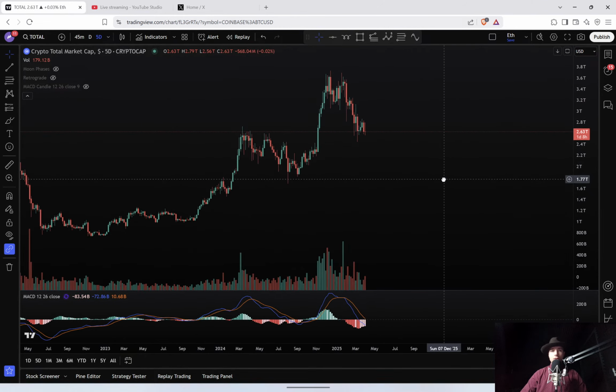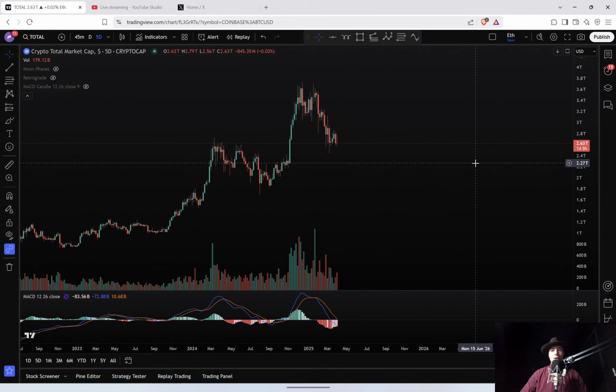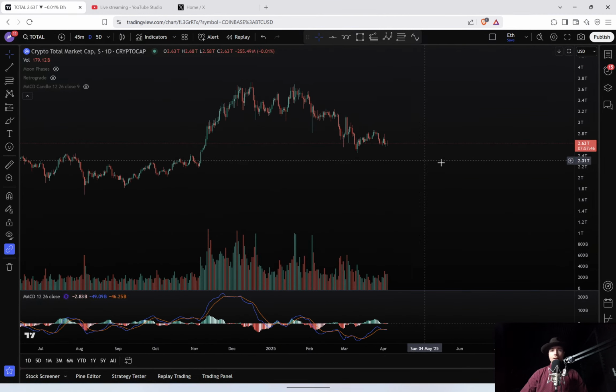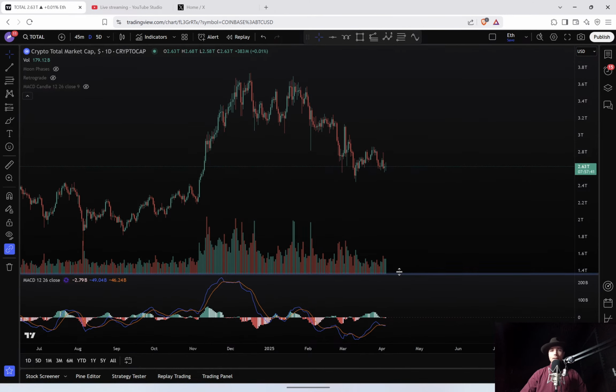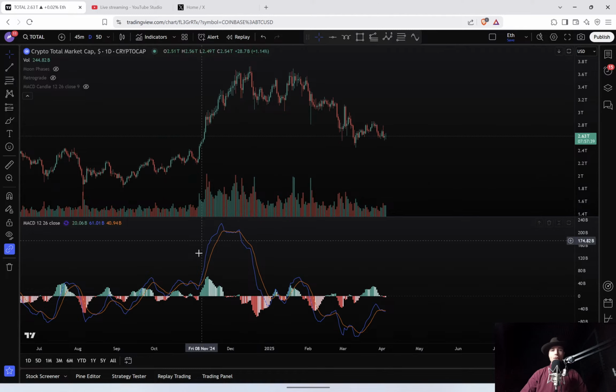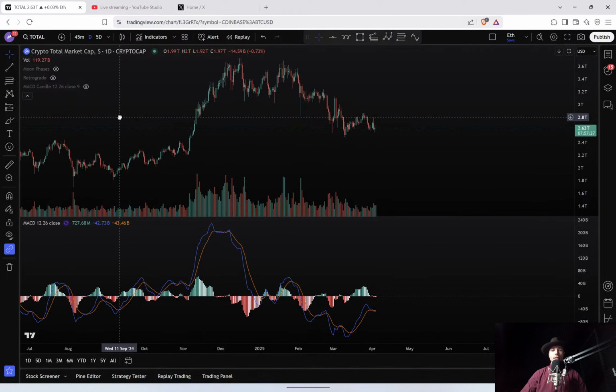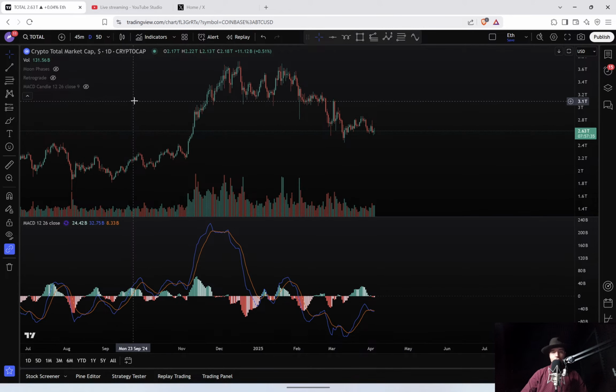So the first thing that you guys need to look at here with the total crypto market cap is, we'll actually drop time frame a little bit here, how oversold we are on the MACD. This is the MACD down here on the bottom, and this is an indicator that shows divergence in the market, either bullish or bearish divergence, but it also shows when the market's oversold or overbought.